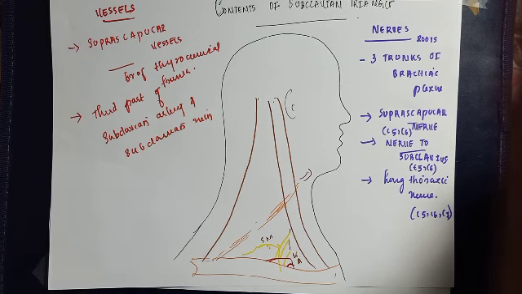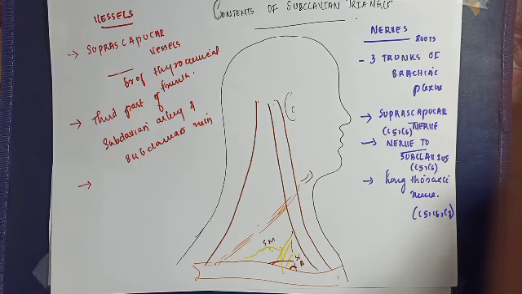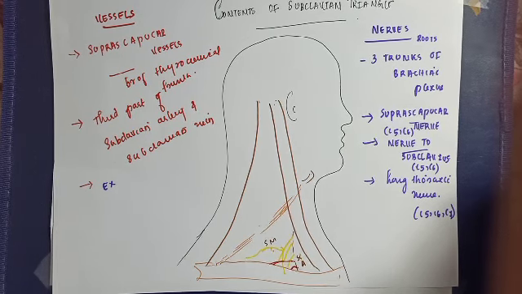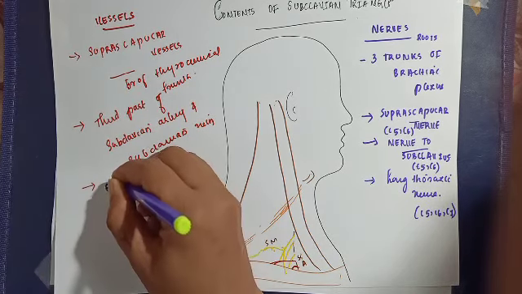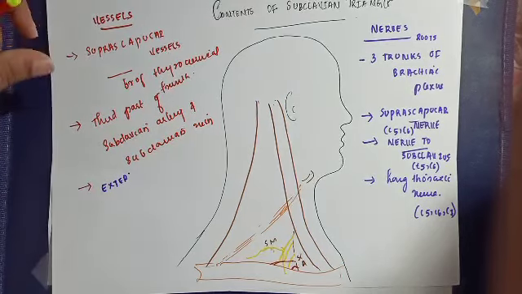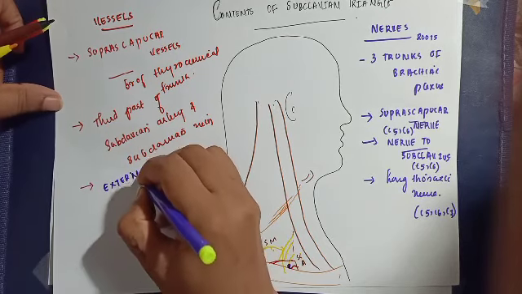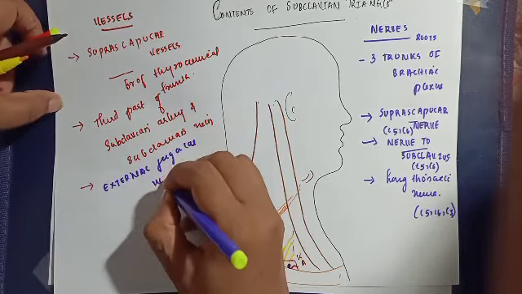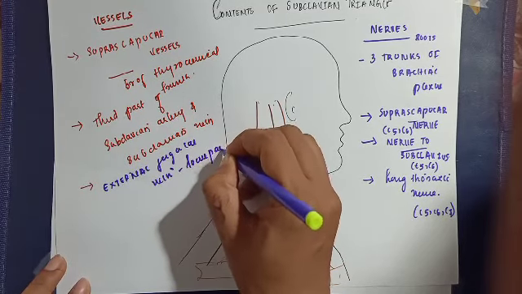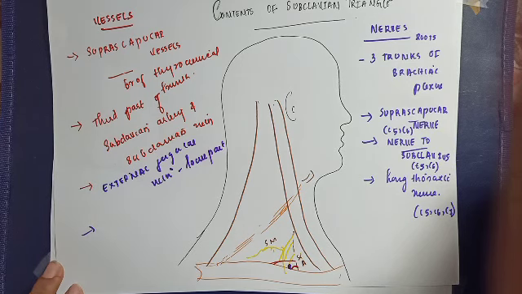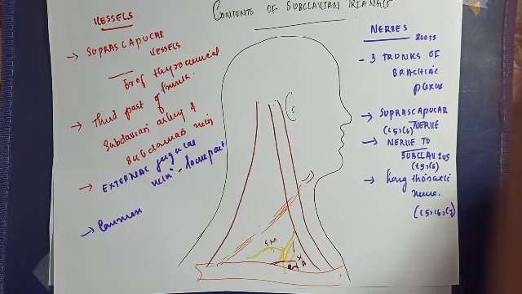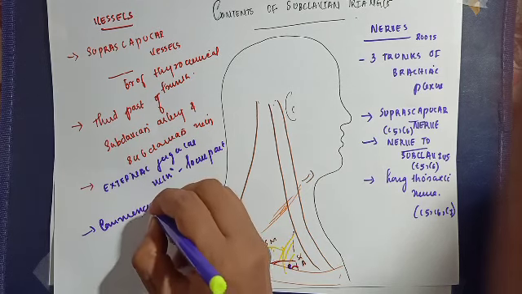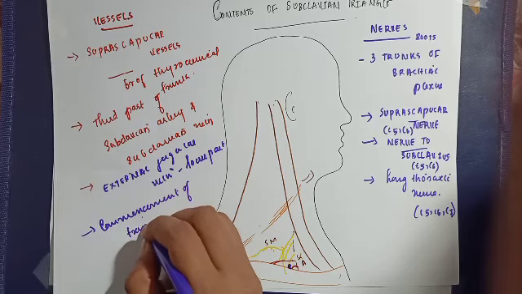And you have one important vein here, the external jugular vein. We have seen that the external jugular vein, which is present superficially, in its lower part pierces the roof of this triangle and opens into the subclavian vein. So the lower part of the external jugular vein is present in this region. You also have the commencement of the transverse cervical artery here. We have seen that the main part of the transverse cervical artery was present in the occipital triangle, but the commencement of this artery is present in this triangle.